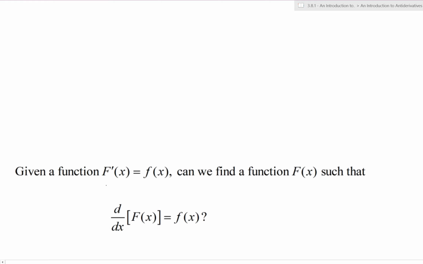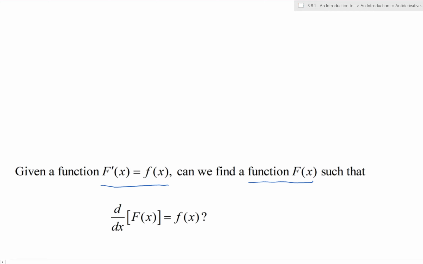Given a function, call it f of x, say that that function f of x is actually the derivative of some other function, big F. So big F prime of x is equal to f of x here. The question is, can we find a function, big F of x, so that the derivative of this function that we're looking for is equal to this other function, little f of x?